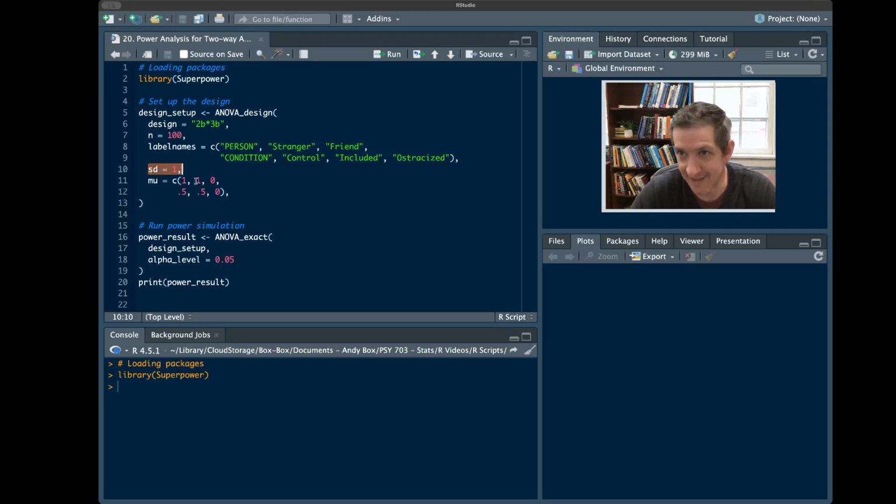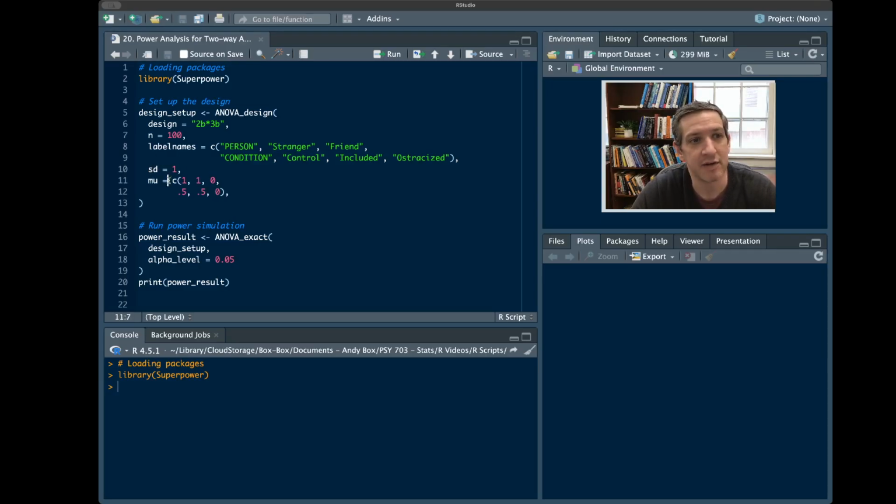And the reason that is a convenient thing to do is because that means when I set up the means in the population here, when I set the standard deviation to 1, it means that the differences between means are in units of standard deviation. In other words, Cohen's d. So we can use standardized effect size metrics here to look at our results.